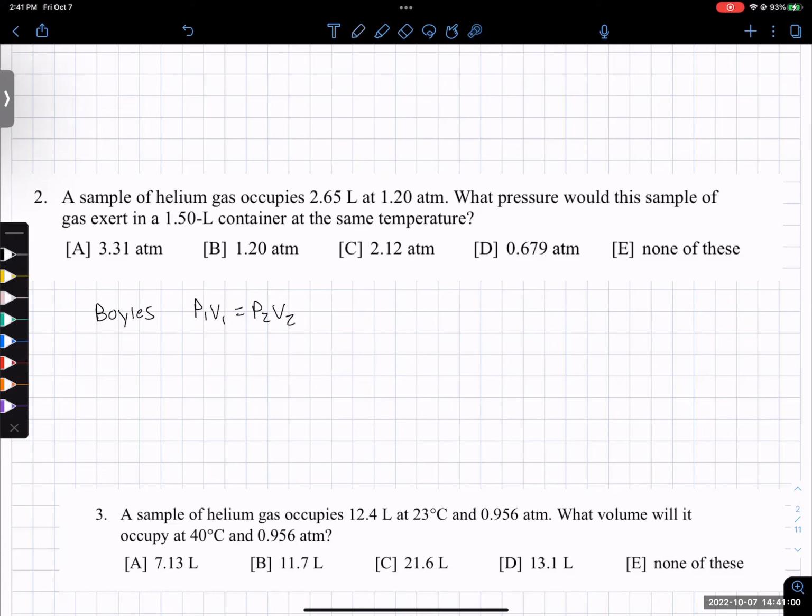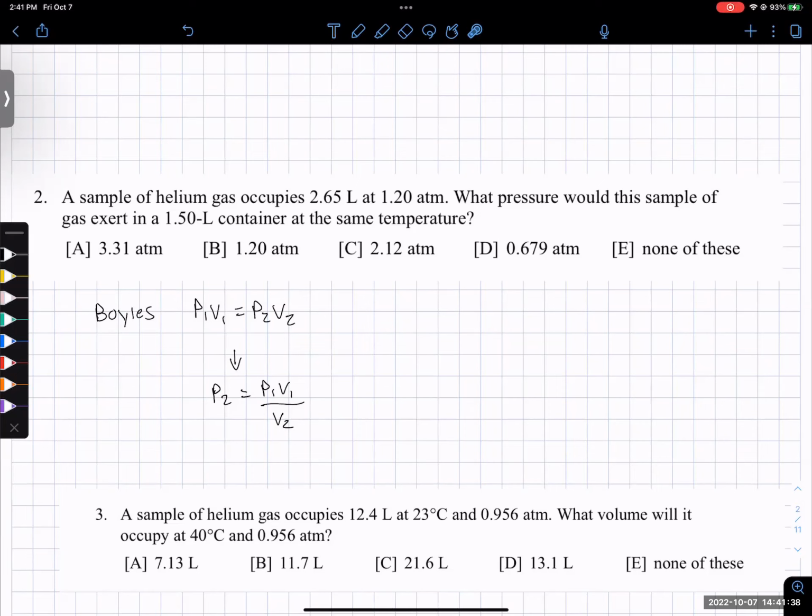Okay, so let's solve for P2, because that's what we actually want to solve for in this problem. We get P2 is equal to P1 V1 over V2. So the pressure and the volume are inversely related, right? Because if the volume increases, then the pressure in the second sample is going to decrease. Vice versa, if the volume were to decrease, the pressure would increase. And that kind of makes sense, right?